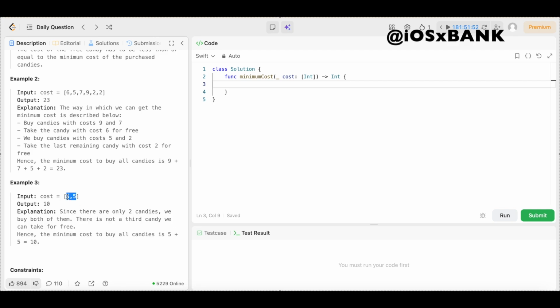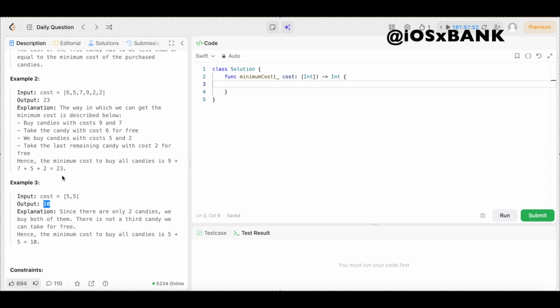So in this case, we only have 2 candies, right? So, which means we won't be able to get any for free because there is no third one to give for free. So if we want to buy all of the candies, we just need to buy these 2, and we could buy these 2 for 10. So our output is 10, y'all, and boom.